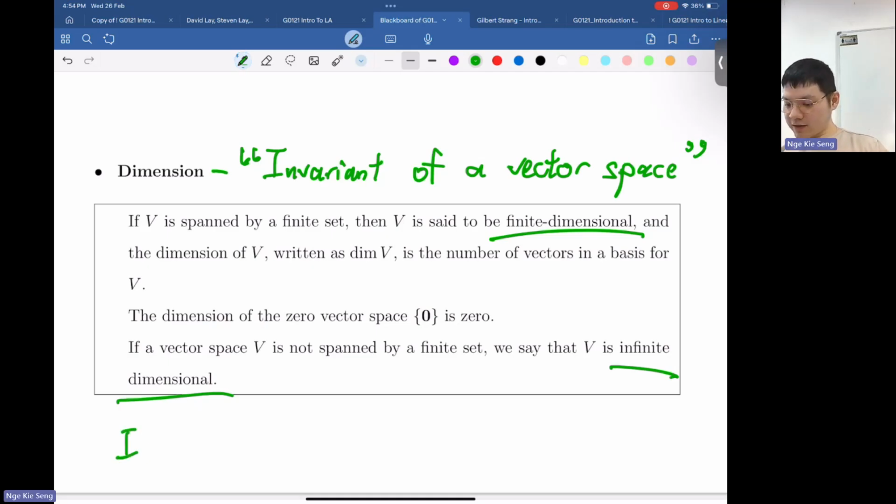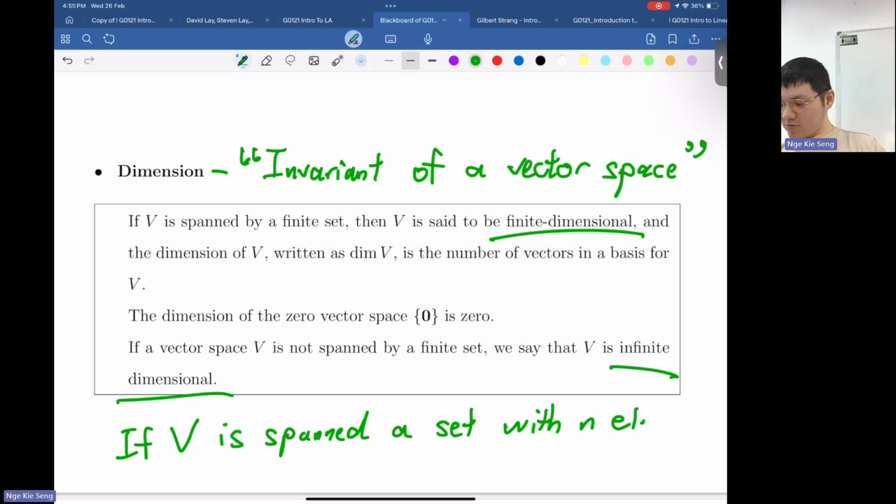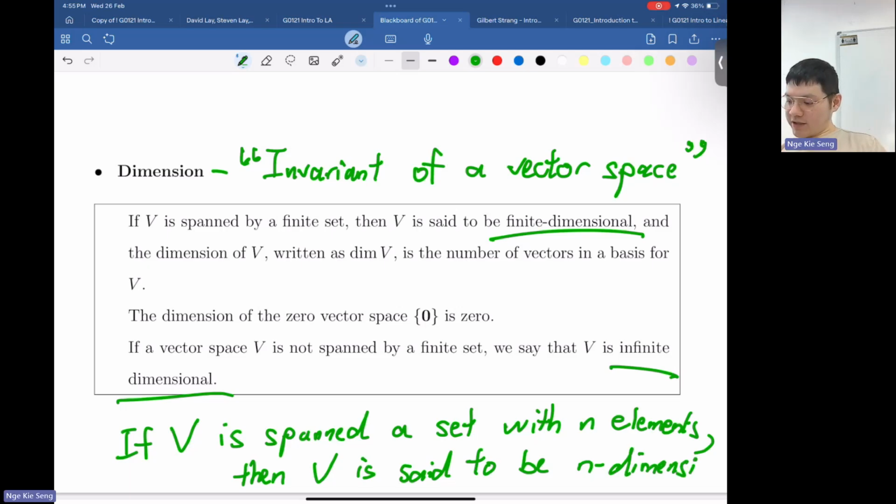And to answer what Southern asked last time, if V is spanned by a set with n elements, then V is said to be n-dimensional. For example, if you read news or science articles, they'll say that we are living in a 3-dimensional space, or if you include time, we are living in a 4-dimensional space.